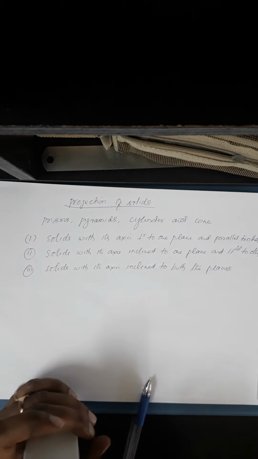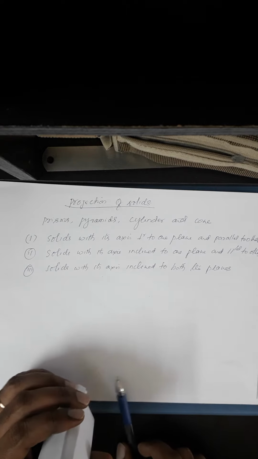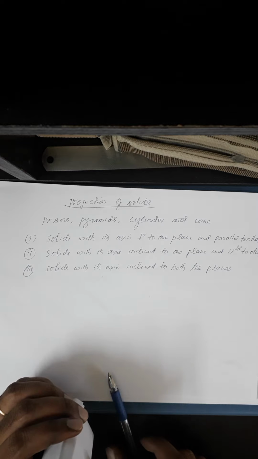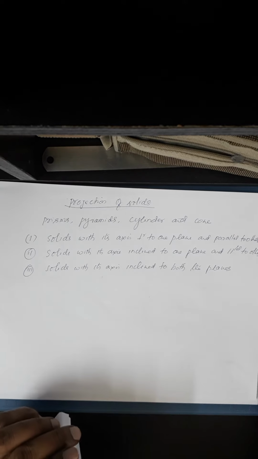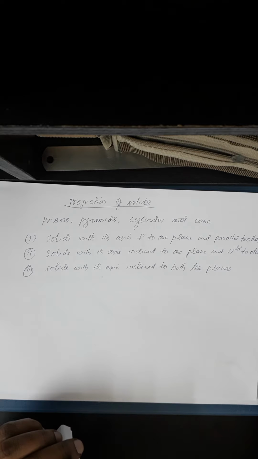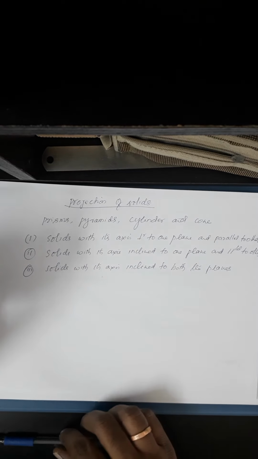So we'll start with the projection of solids. In that we'll study prisms, pyramids, cylinders and cones. All these solids can be placed in three different positions. The first case is solids with its axis perpendicular to one plane and parallel to the other. The second case is when the solid has its axis inclined to one plane and parallel to the other. And the third case, the solid with its axis inclined to both planes.